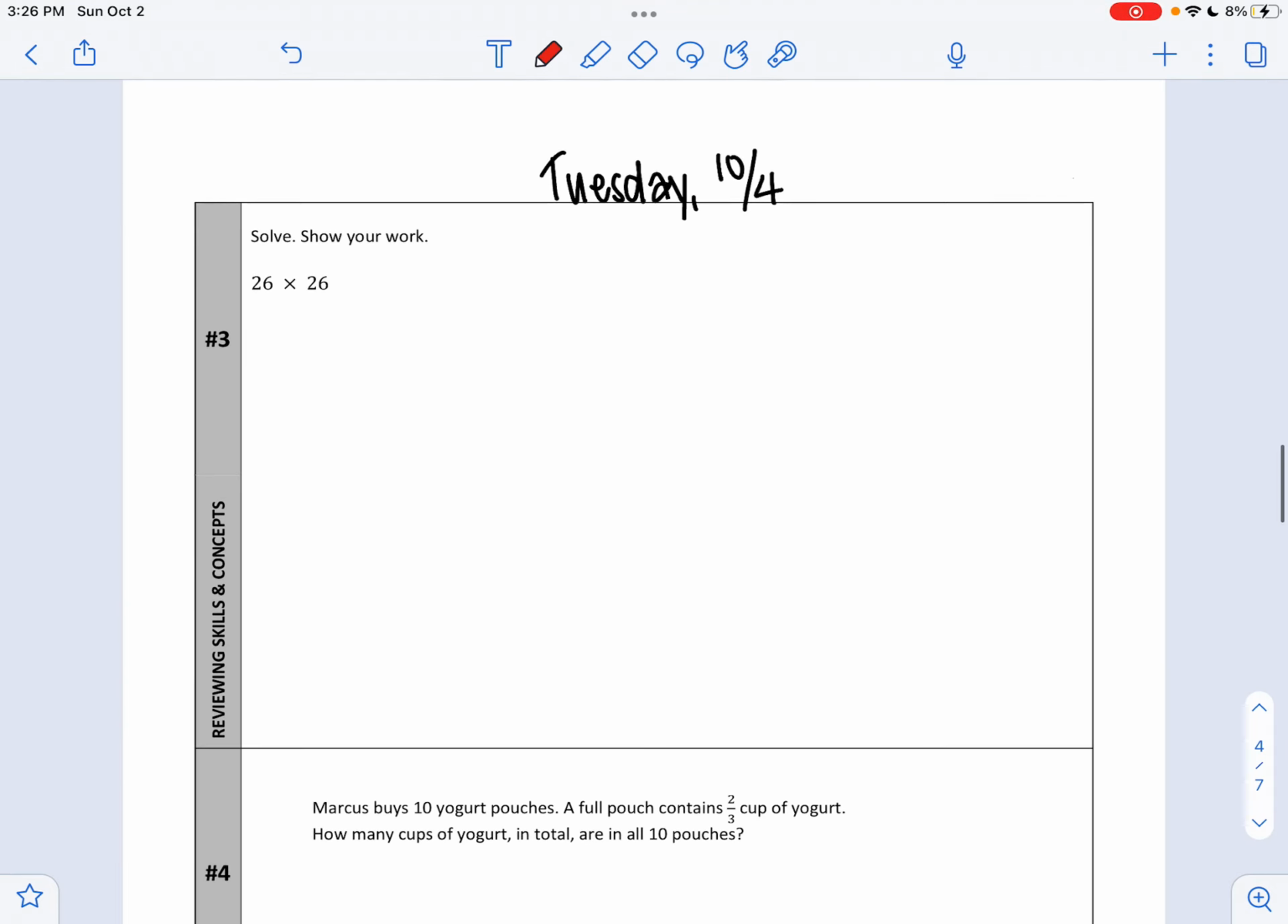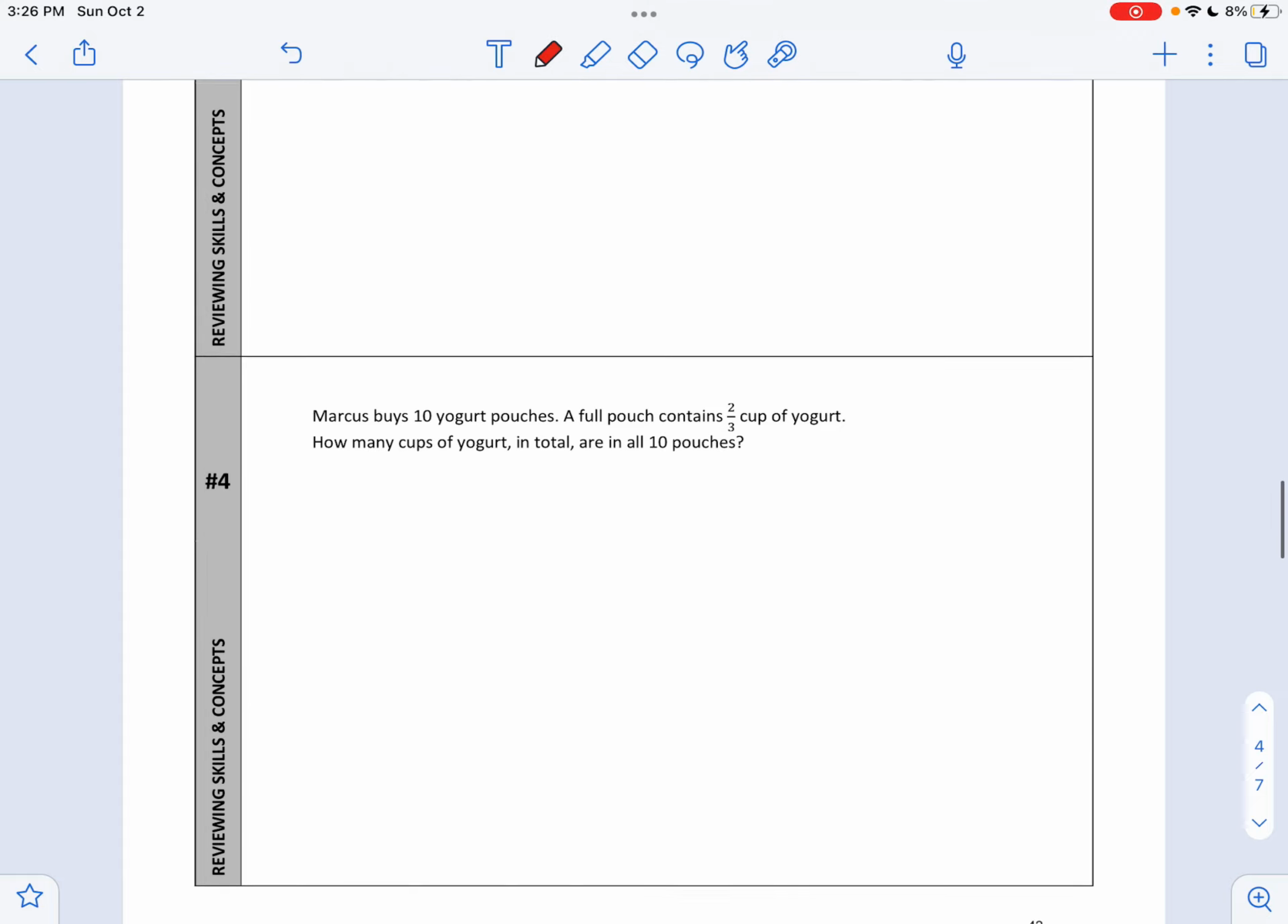In question 3, you're simply multiplying, and in question 4, you have a review word question, again using multiplication.